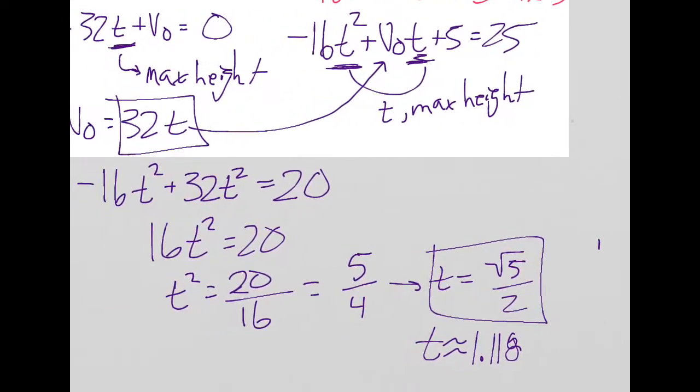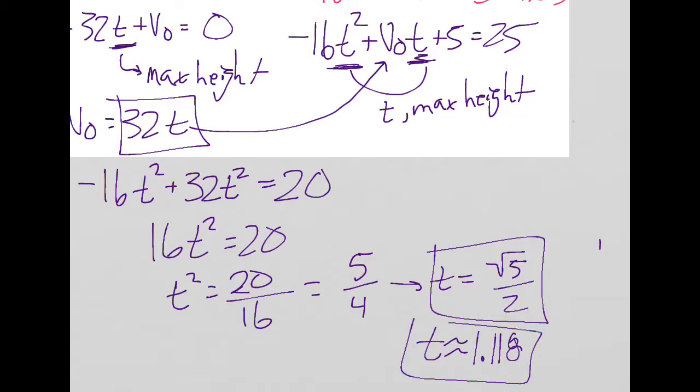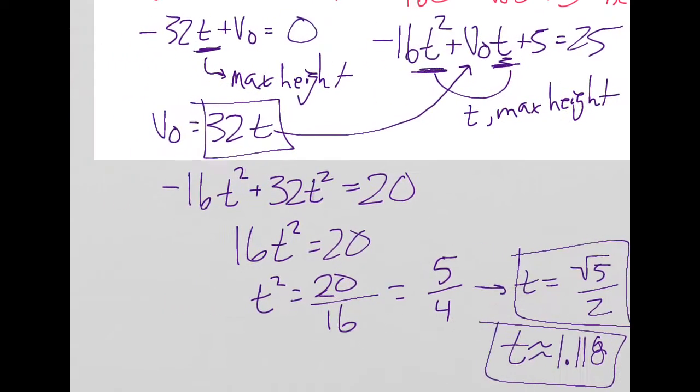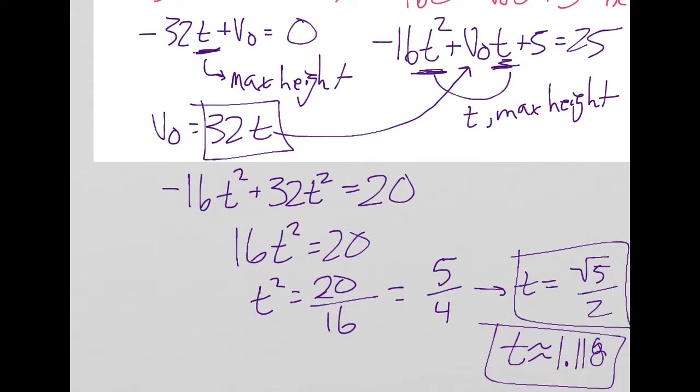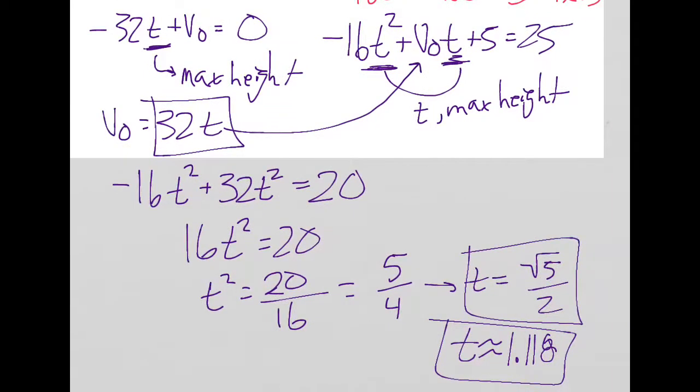But we are not done. That's the time the object reaches its maximum height. But we want to know the starting velocity, the initial velocity. So look, we have our equation for v naught right there.